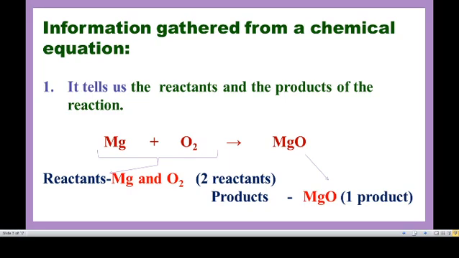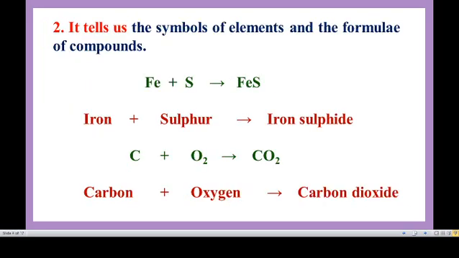So the first information given by a chemical equation is that we can identify the reactants and products of a chemical reaction, and it also tells us the symbols of elements and the formulae of compounds. Look at the first example. Iron reacts with sulfur, produces iron sulfide. The symbol of iron is Fe, the symbol of sulfur is S, and the formula of iron sulfide is FeS. Likewise, carbon reacts with oxygen, produces carbon dioxide. The symbol of carbon is C, oxygen is O2, carbon dioxide is CO2. So by looking at the equation, we can know the symbols of elements and the formulae of compounds.